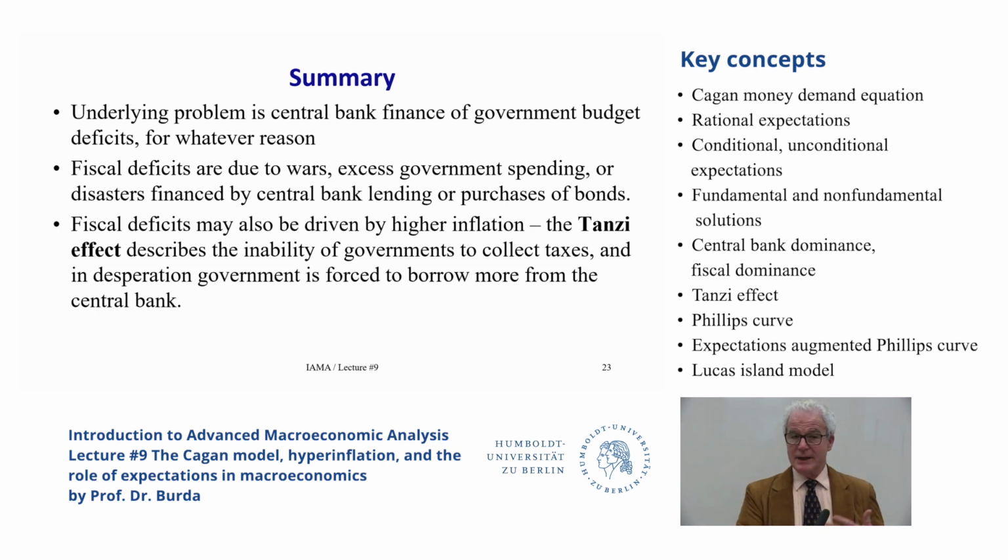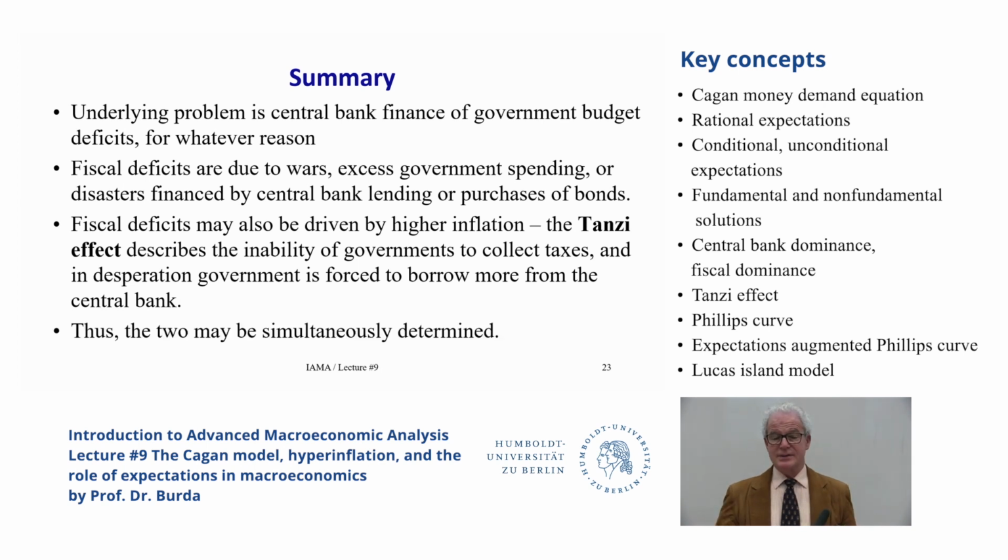Things get worse if inflation rises suddenly and the taxpayers try very hard to avoid paying their taxes. In doing so, they actually increase the deficit because the revenues of the government fall. And this is called the Tanzi effect, meaning that high inflation and rising inflation can lead to larger deficits, which lead in turn to larger increases in the money supply to finance the growing government deficit. So in a sense, both of these might be endogenously and simultaneously determined.